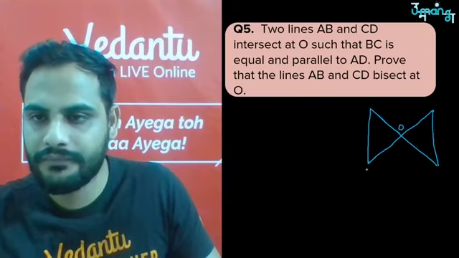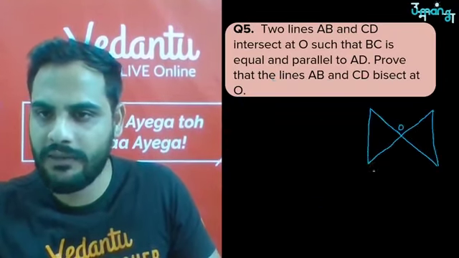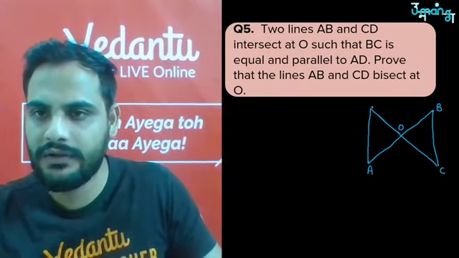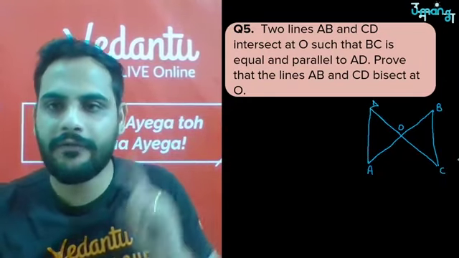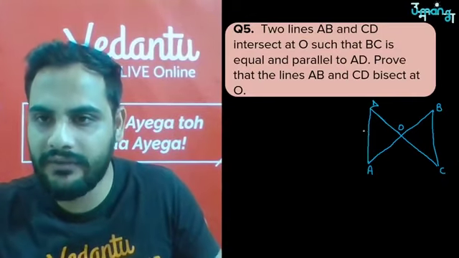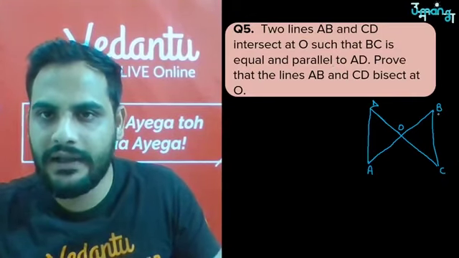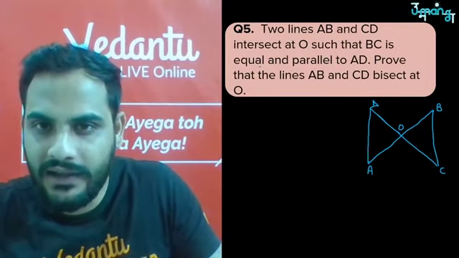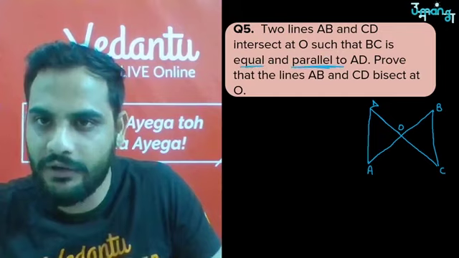O, what I have taken, A B C D. Okay, A B C D. First thing, beta, what they have given me is that AD and BC are equal and parallel. So remember, they are equal as well as parallel.